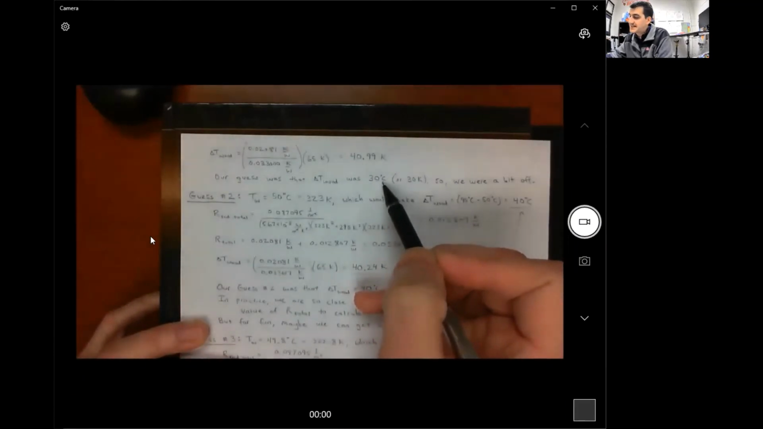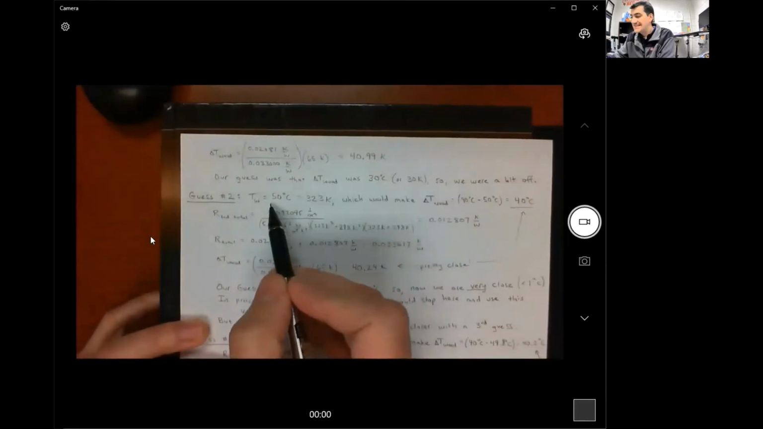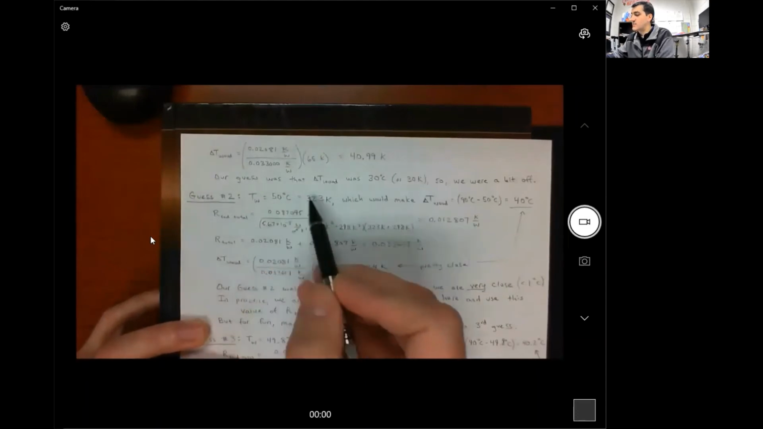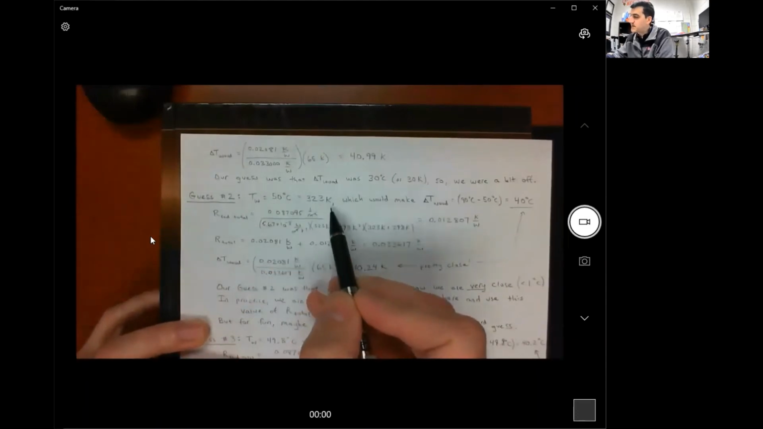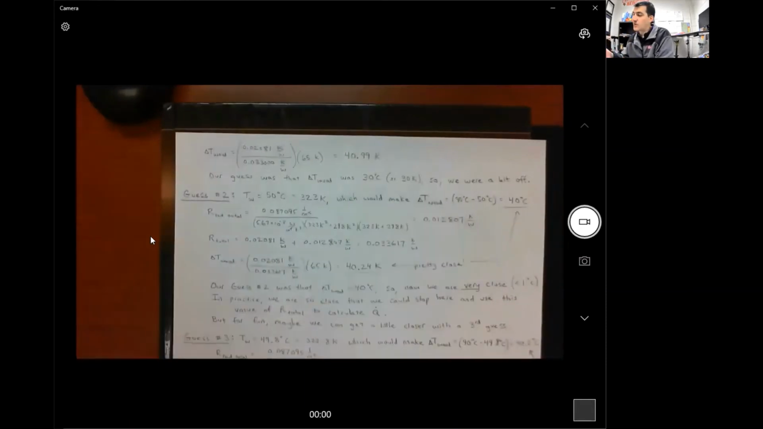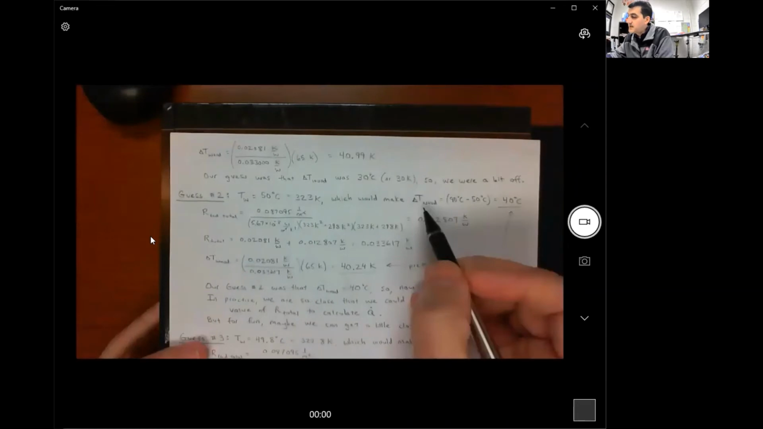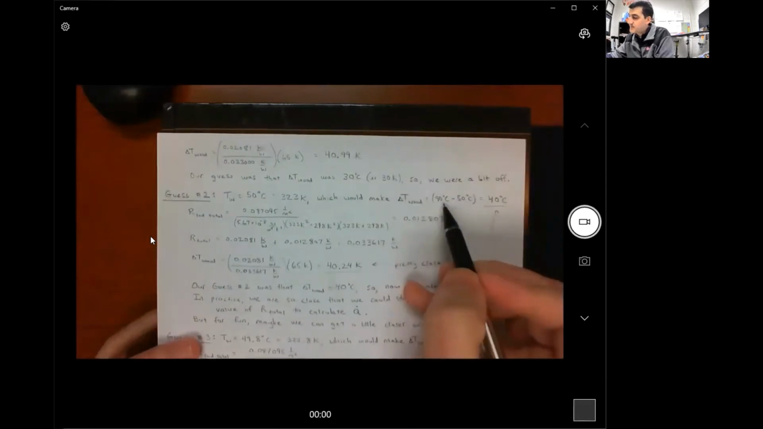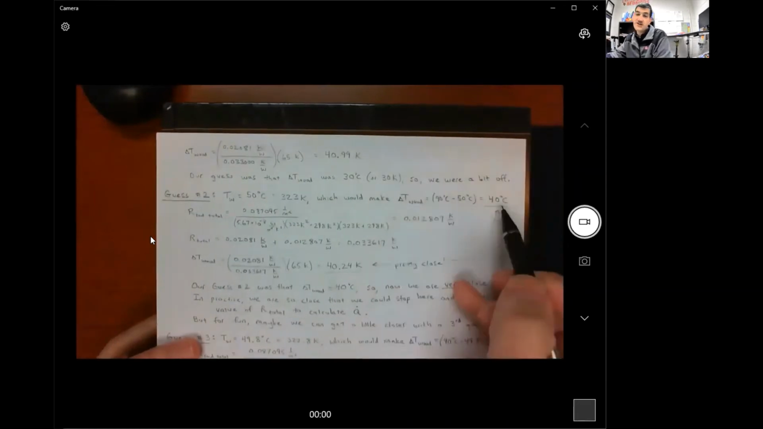So let's guess again. And instead of 60 degrees Celsius, I'm going to guess that the outside wall of the barrel is only 50 degrees Celsius, which is 323 Kelvin, which, if it's correct, that would make the delta T across the walls of the barrel equal to 90 degrees minus 50 degrees, which is 40 degrees Celsius.